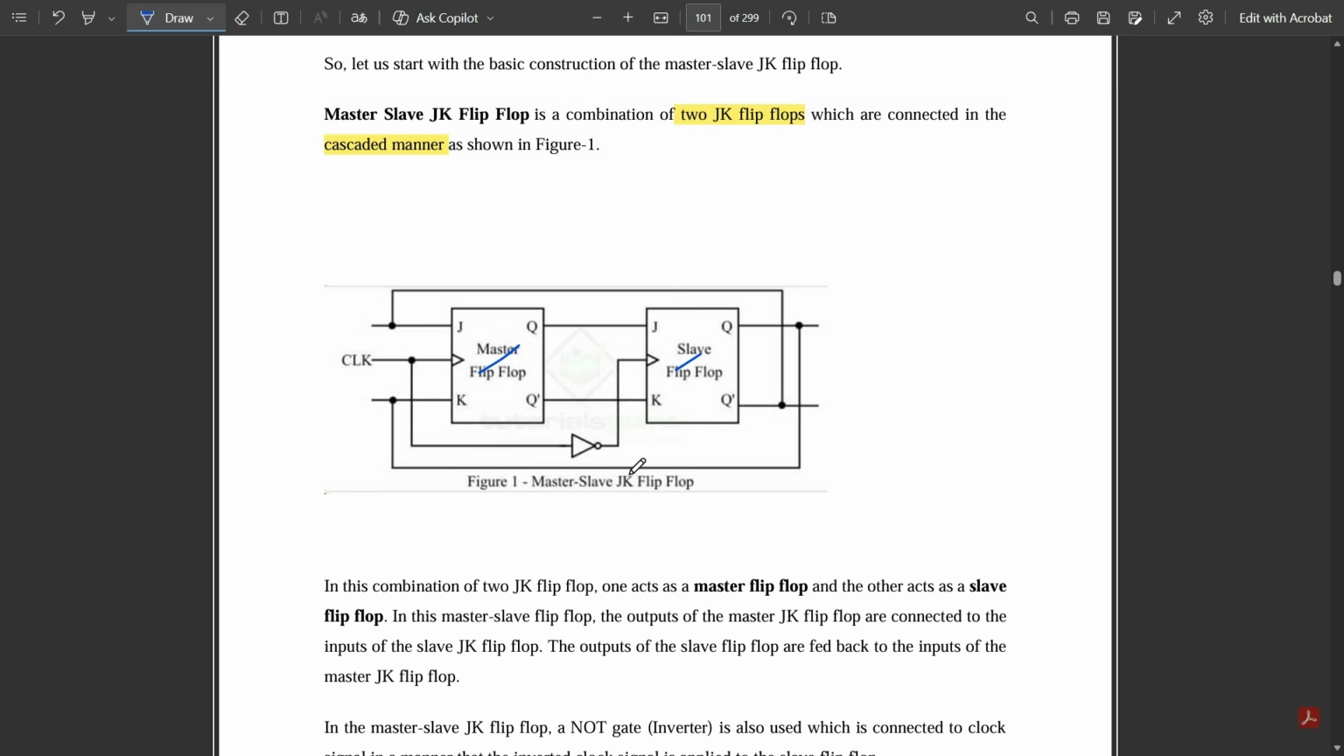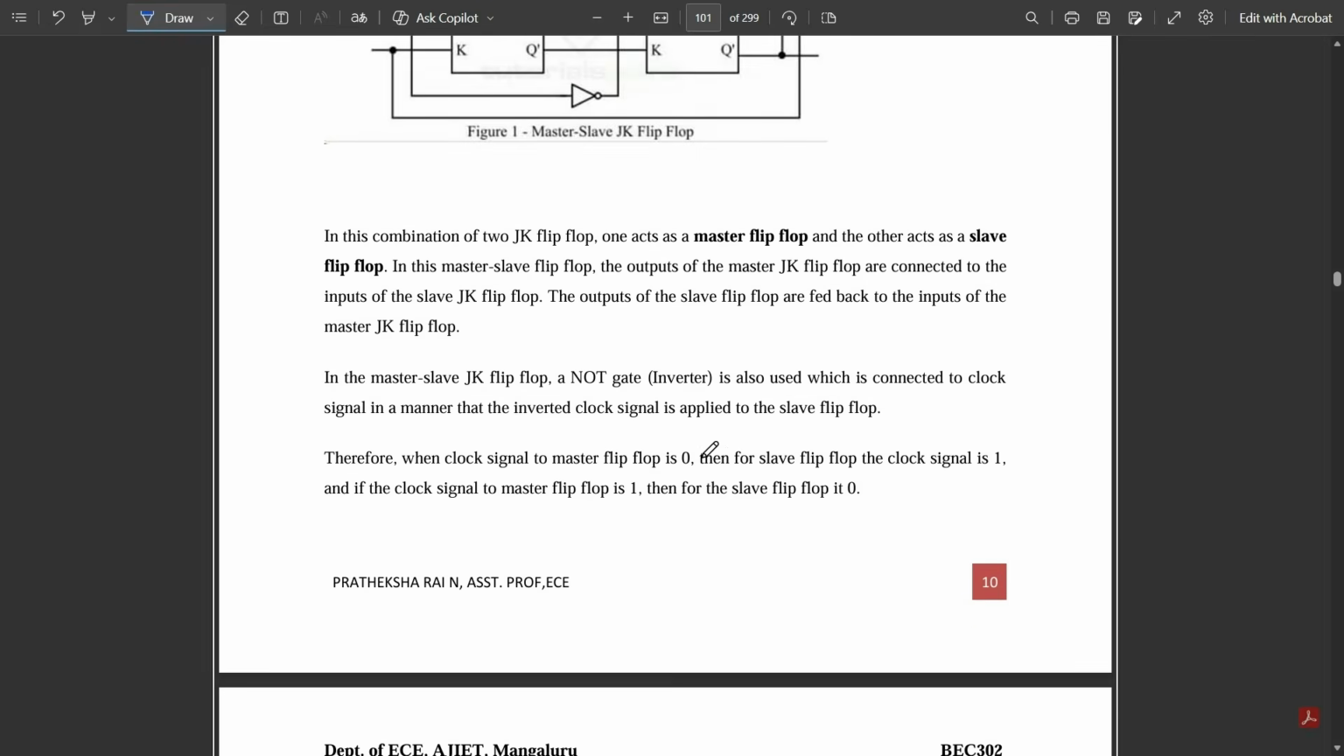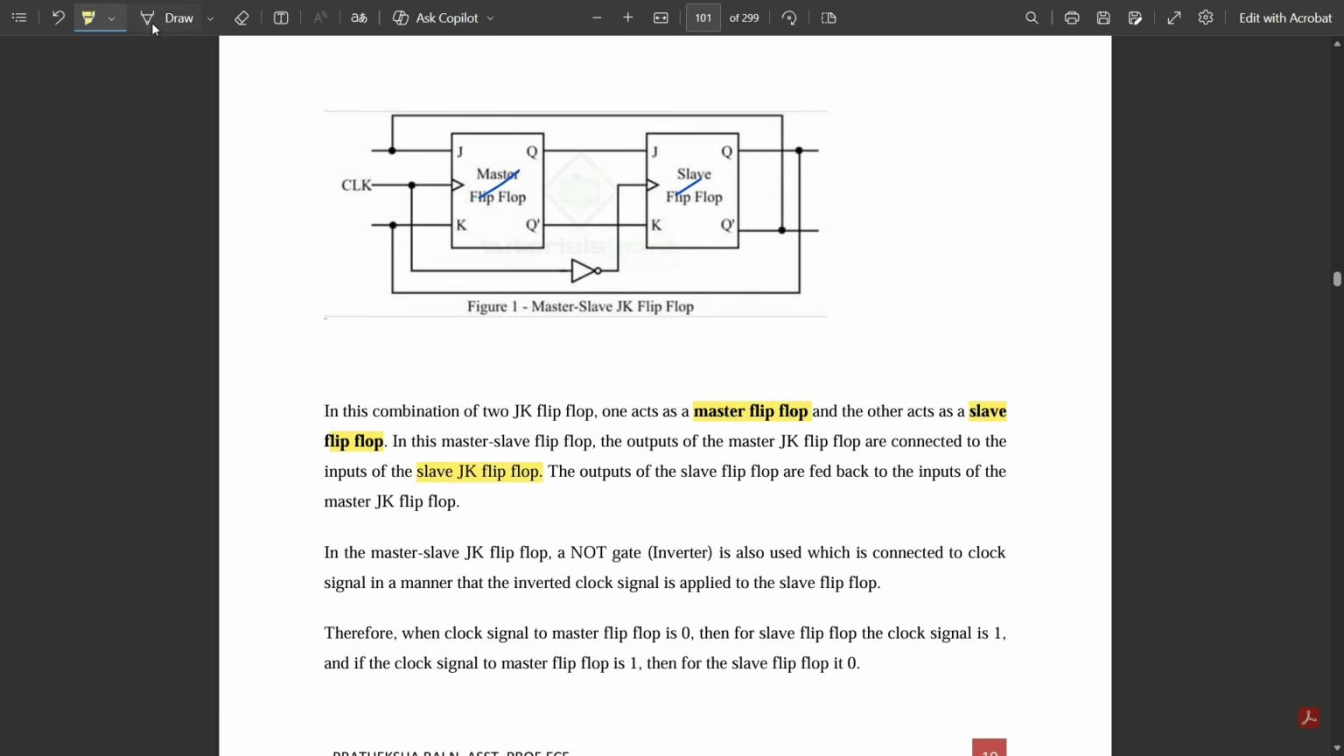From the clock signal, we give a NOT gate to the other clock signal so that we get continuous pulses. This is the diagram, guys. Please note it down. In this combination of two JK flip flops, one acts as the master flip flop and the other acts as the slave flip flop, as shown in the figure. In the master slave flip flop, the outputs of the master JK flip flop are connected to the inputs of the slave JK flip flop. You see here, these outputs are connected as the inputs for the next flip flop, that is the slave flip flop.